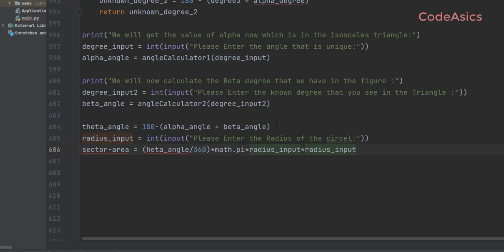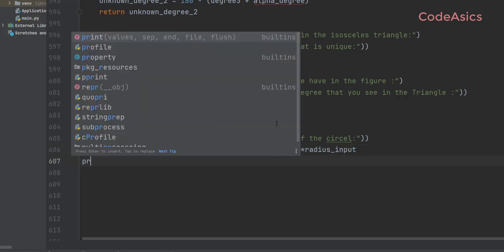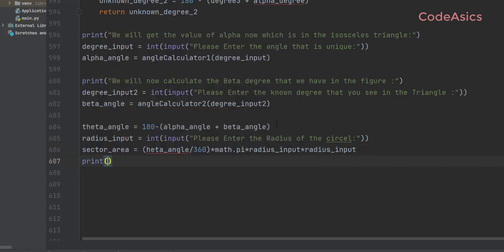And then if you want, you can print it here. Print the area of the sector is equal to, comma, sector area, right? Now this is theta angle.